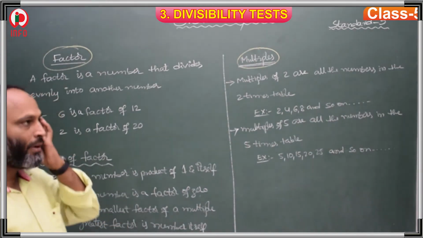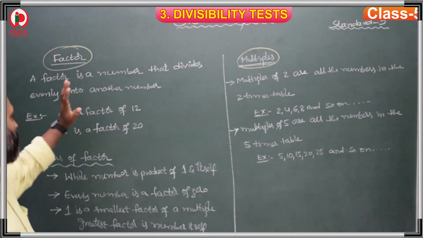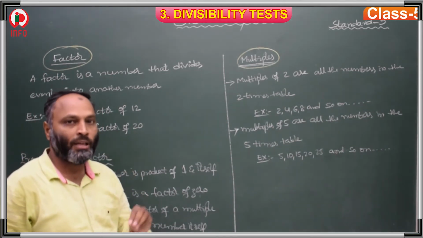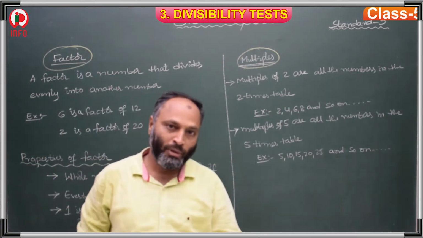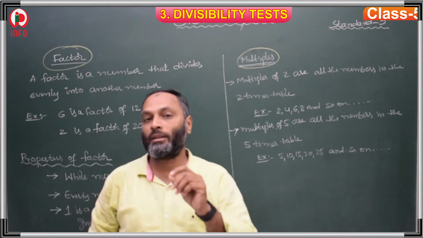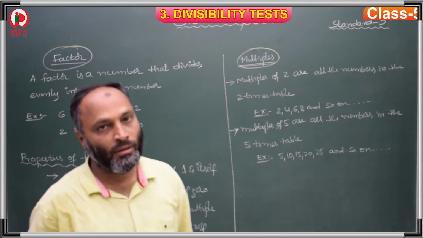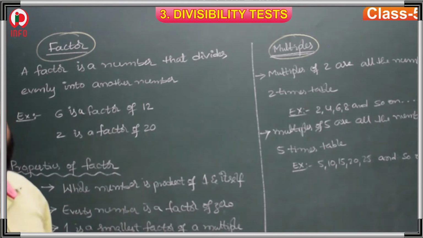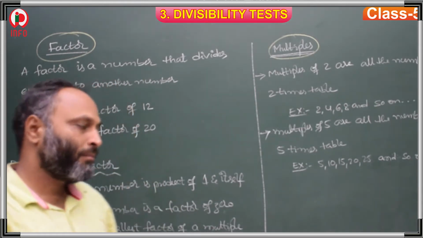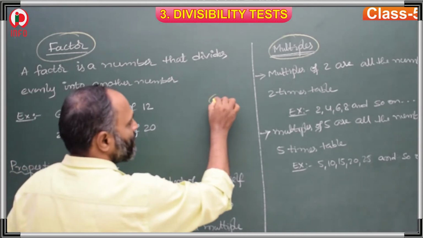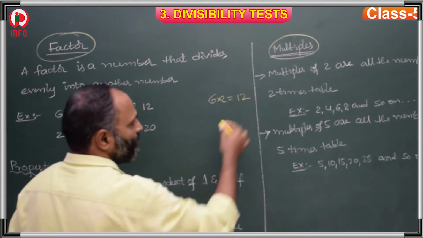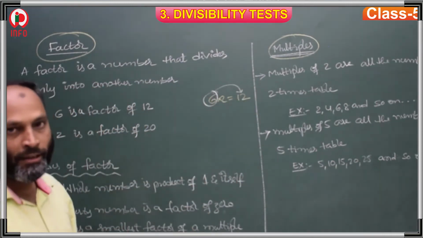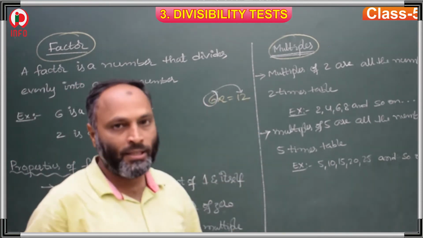Factor definition first. A factor is a number that divides evenly into another number. It means whatever number it is, if that number divides another number, then we say that number is a factor of the number. For example, 6 is a factor of 12. Why is 6 a factor of 12? Because in the 6 table, 6 2s are 12. 6 exactly divides this 12.